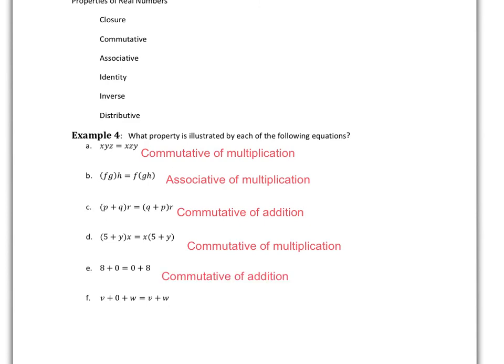This last one here, you can see that we have V plus 0 plus W equals V plus W. When you add 0, you get the same identical thing. This is considered the additive identity.